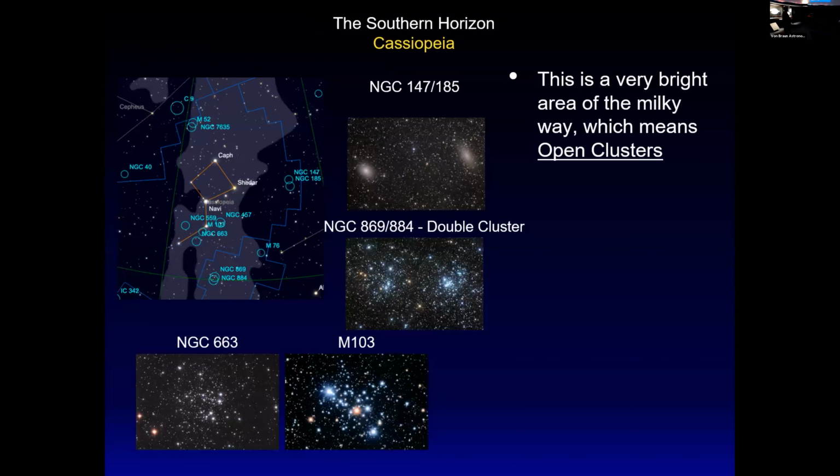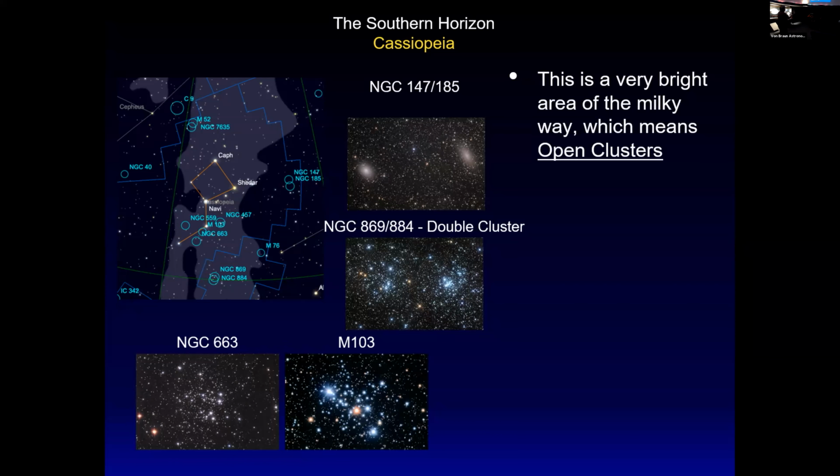Okay, the southern, I don't know why this says southern horizon, but Cassiopeia is in the north, and you can see here, Cassiopeia is right in the Milky Way, so it's really in a bright, intense portion of the Milky Way, and so there's a lot of open clusters. There's a lot of other stuff, but you see open clusters are going to really stand out here. So you're going to see, for example, the double cluster. That's a really spectacular object, and it's a good binocular object.